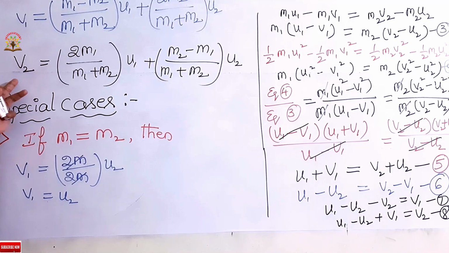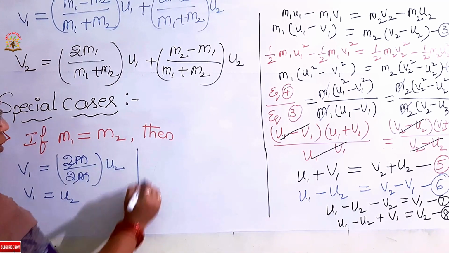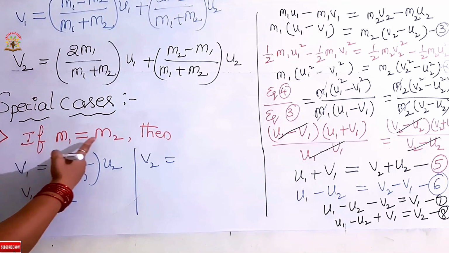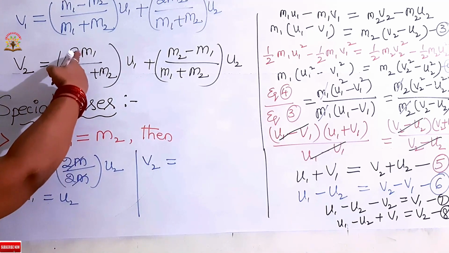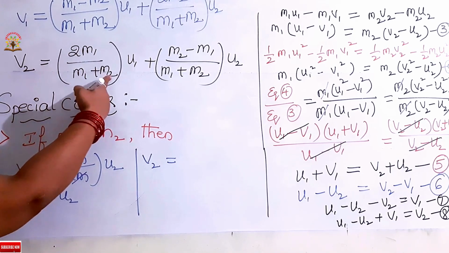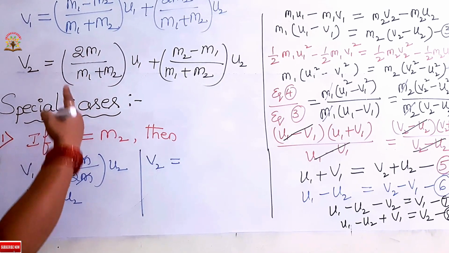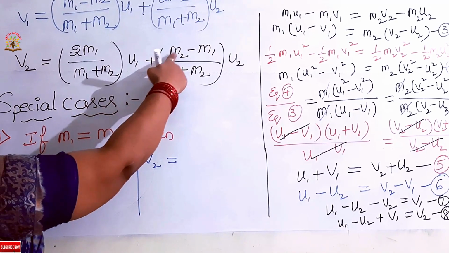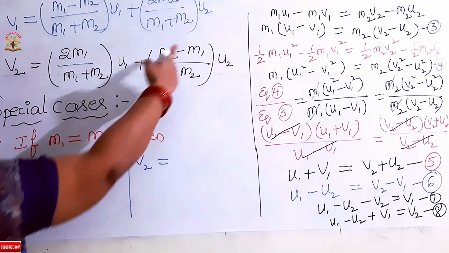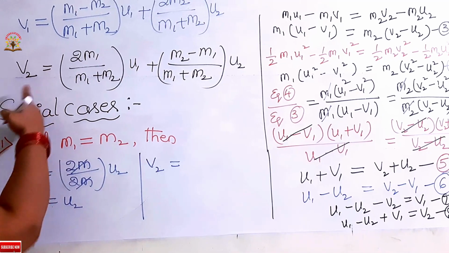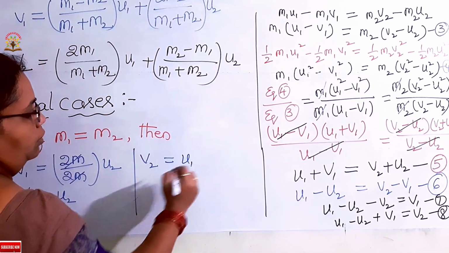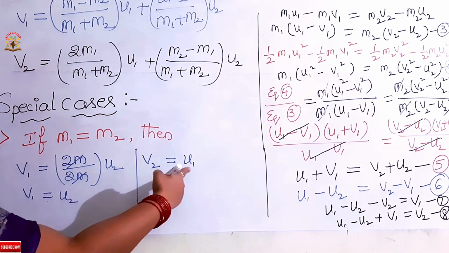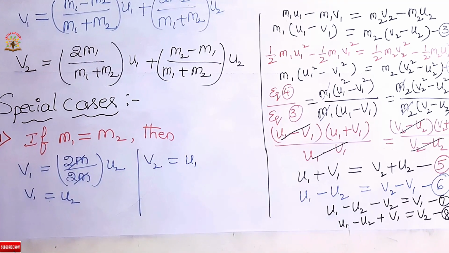And next, what is V2? The same thing. Substitute m1 is equal to m2. Then here m plus m, 2m cancel. Here the entire term is 0. m2 minus m1, also m minus m, 0. So V2 is equal to u1. So from this, V1 is equal to u2, V2 is equal to u1.